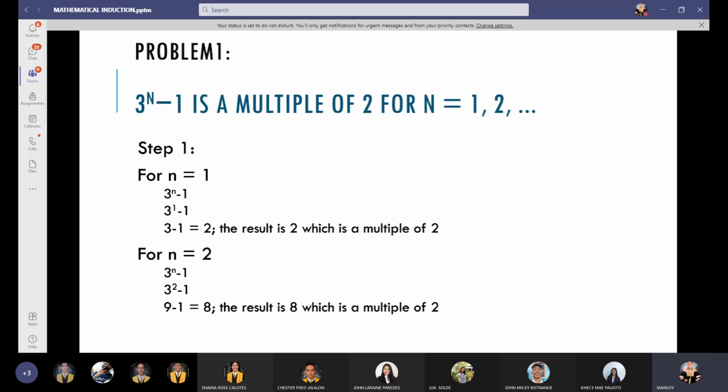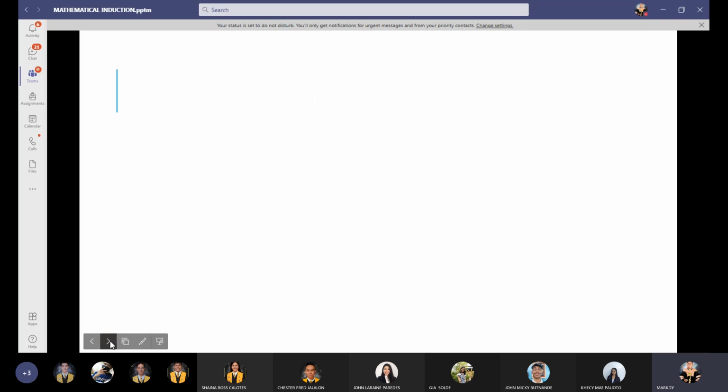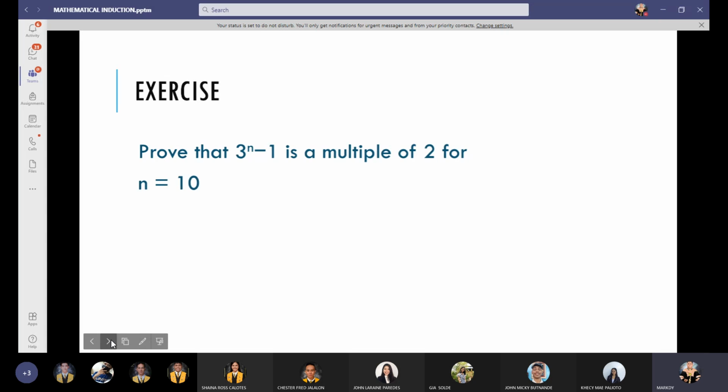Questions? Wala pangutana? We will try to have this exercise. Okay? We need to prove that 3 to the power of n minus 1 is a multiple of 2, wherein n is equal to 10.